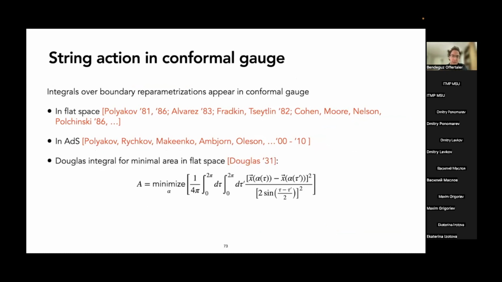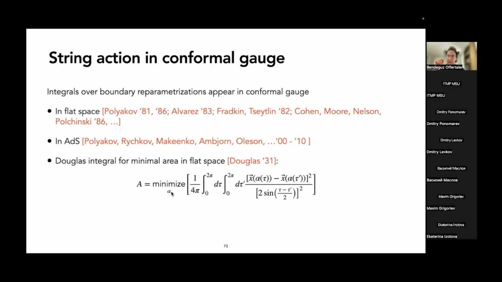But the appearance of boundary reparametrizations in the study of strings goes all the way back to Douglas's work on finding the minimal area of a surface incident on some contour in flat space. He arrived at this integral formula where an important role is played by the reparametrization alpha of the boundary of the curve, which has to be minimized over. We learned about Douglas's integral formula from various papers by Makienko and also by Kruczynski.